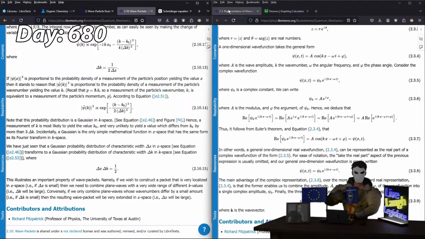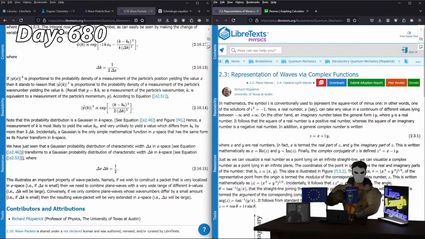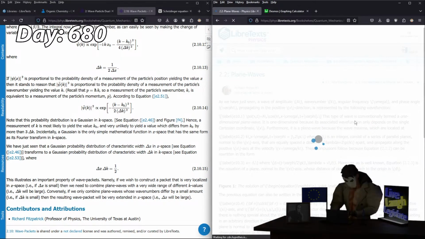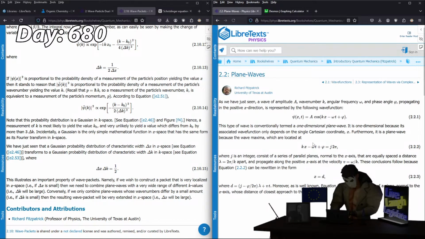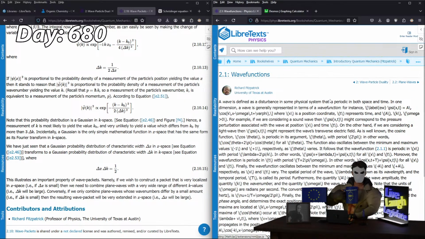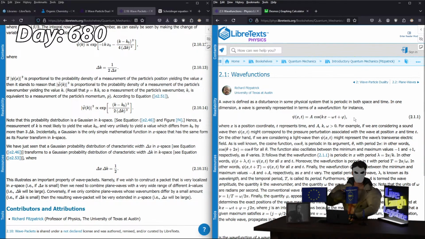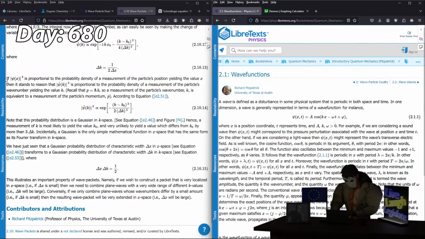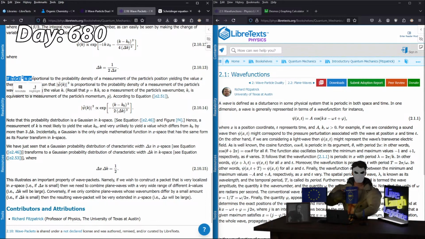And hold on, look here. Right here is plane waves, before plane waves even. Yeah, plane wave, sweet, wave functions. This is how the wave function is introduced. If this squared wave function is proportional to the probability density of a measurement of the particle's position yielding value x, that's a pretty big if.